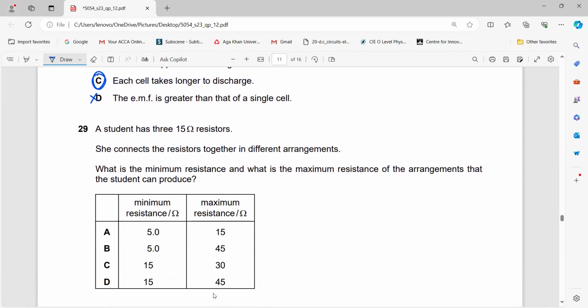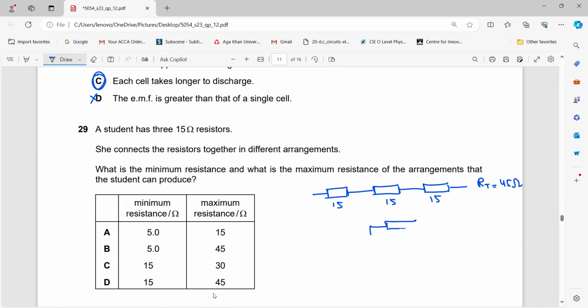Someone has three 15 ohm resistors. He connects the resistors together in different arrangements. What is the minimum resistance and what is the maximum resistance of the arrangements that can be made? Let's connect the 15 ohms in series. When you connect them in series, the effective resistance is 15, 15, 15, so the total resistance is 45 ohms. There are only two arrangements, you can arrange in series or parallel. If you connect it in parallel, it's going to be 1 over 15 plus 1 over 15 plus 1 over 15.